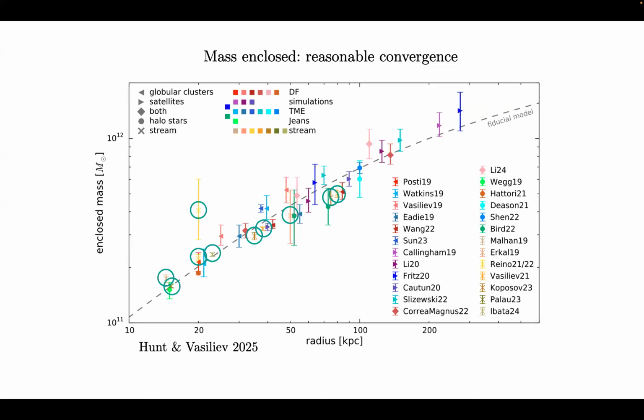And you can see for enclosed mass, to pretty good precision, we have some sort of convergence on the enclosed mass of the Milky Way. So that's one thing that looks good. But what about the shape of the halo? What if we go to the next resolution level up?